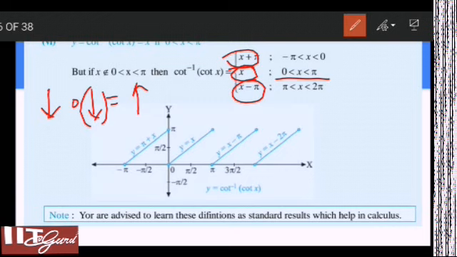Simply the y equals x definition is to be noted over here, because the period of cot inverse cot x is pi. So at every pi interval, cot inverse cot x repeats its same behavior, and the value ranges from 0 to pi only. So the y equals x line, then this will be y equals x minus pi, y equals x minus 2 pi. Let me go in detail.